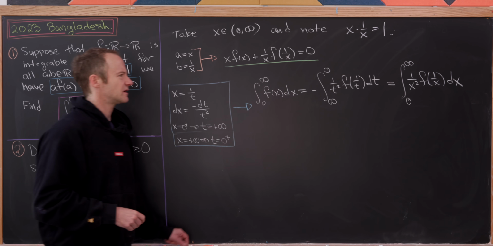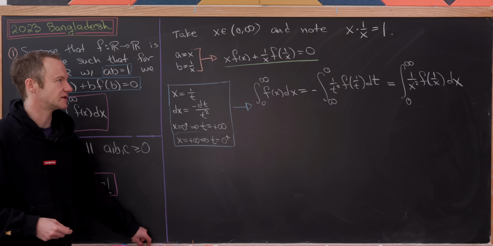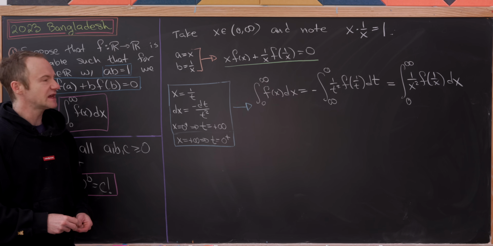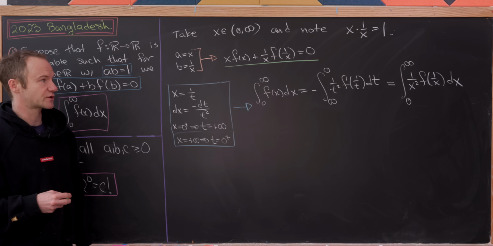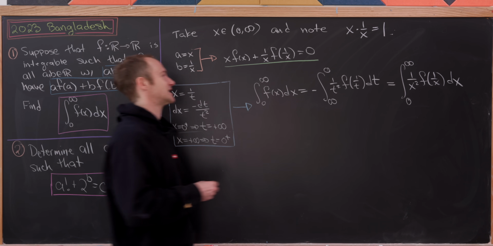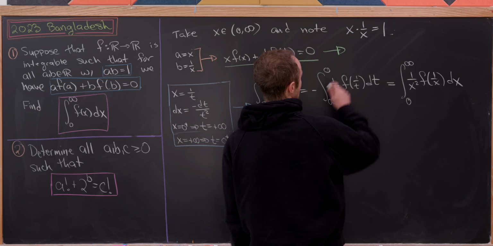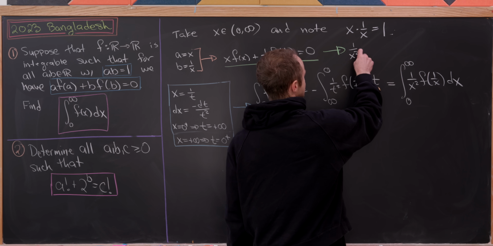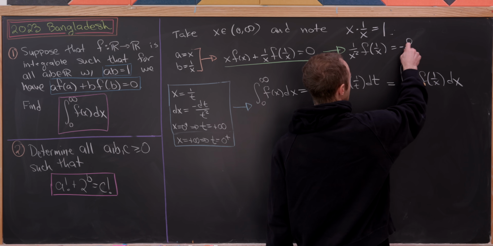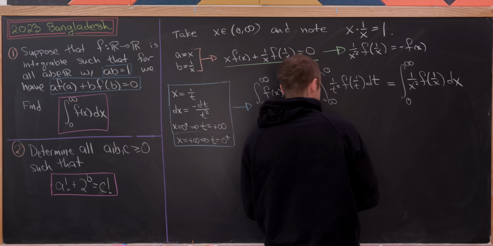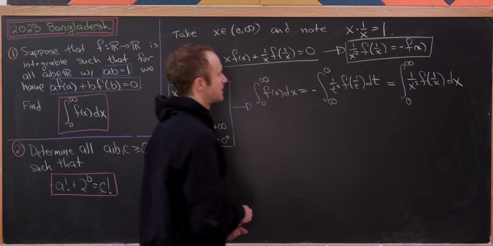Oh, but let's compare that with our green underlined equation and observe that we can easily solve for 1 over x squared times f of 1 over x inside of this green underlined equation. That looks like 1 over x squared times f of 1 over x equals negative f of x. Let's put a box around that.